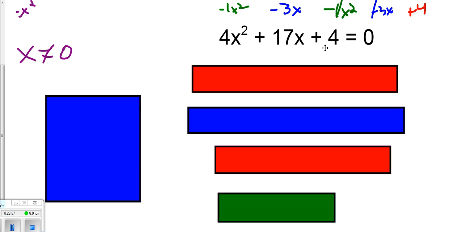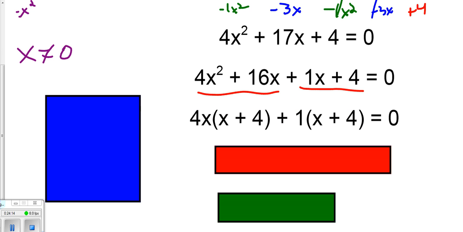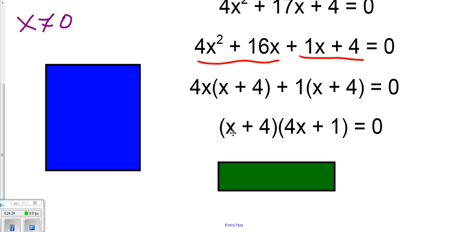AC, 4 times 4 is 16. What are the factors of 16 that will add up to 17? Well, that'd be 16 and 1, so 16x and 1x. Now we can factor by grouping. Here's a group, here's a group. What can we take out of each piece? 4x comes on the outside of this one, it leaves x plus 4. 1 can come out of this one, it leaves x plus 4, which means our two factors are x plus 4 and 4x plus 1.